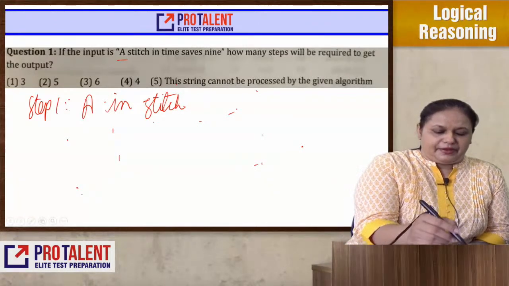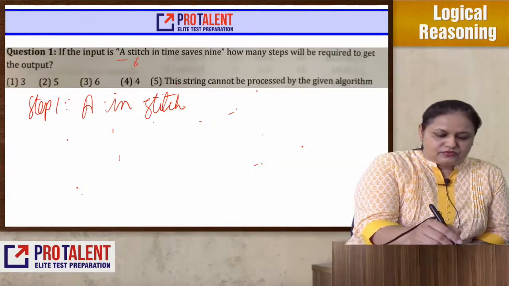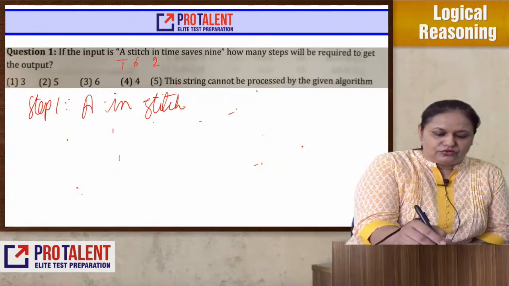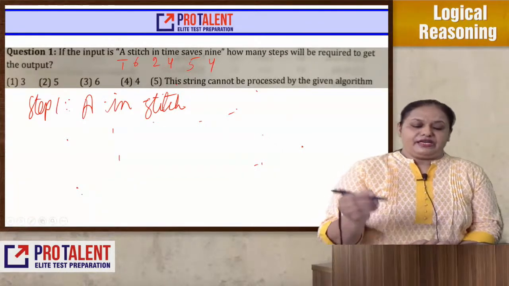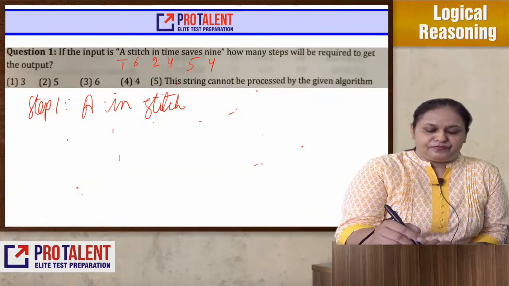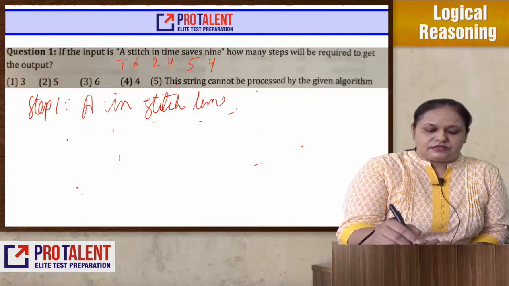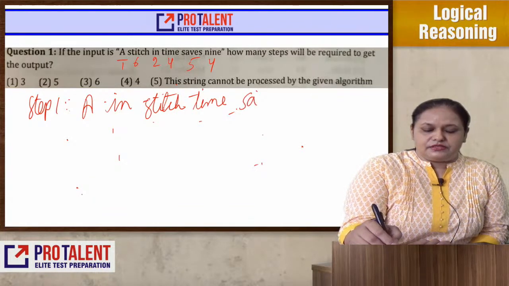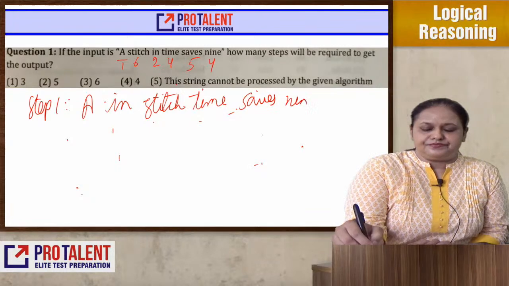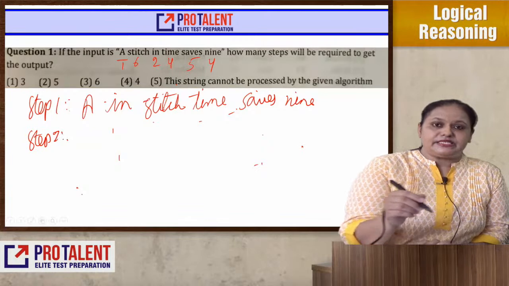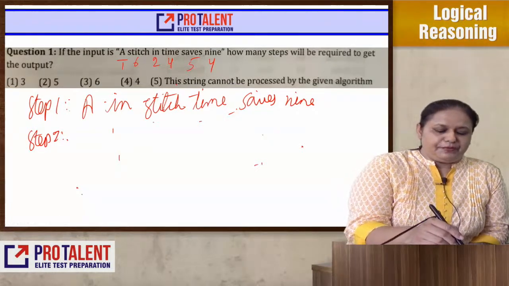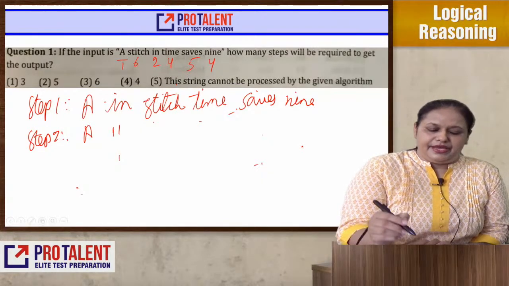STITCH. 1 minute, 1 letter, 1 6 2 4 5 4, right? Stitch in time saves 9. Okay, step number 2. What would be my step number 2 now? Step 2 would be A in.